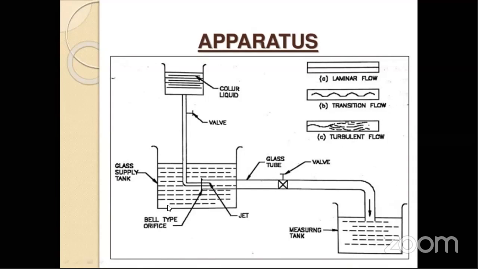It has a bell-shaped orifice, and in this large vessel there is some amount of water. It is called the glass supply tank. In this pipeline there is a small orifice, and through this small orifice the colored liquid comes into this tube, and it flows in a parallel manner.